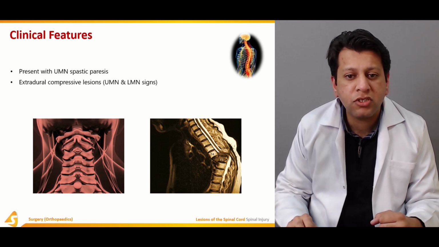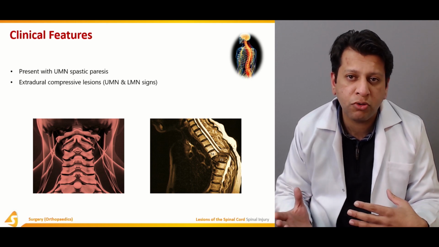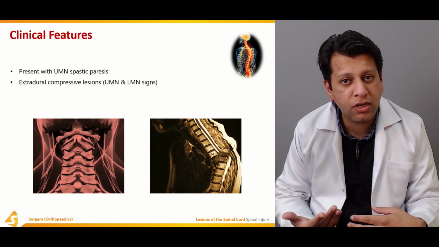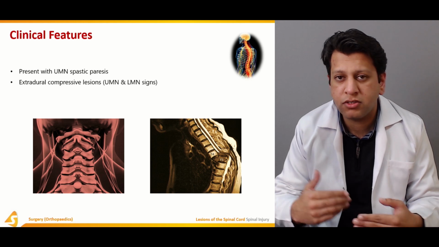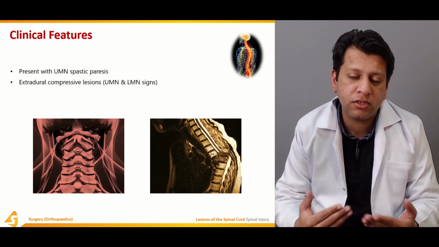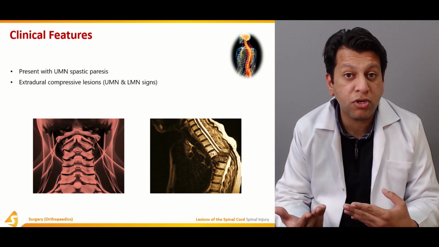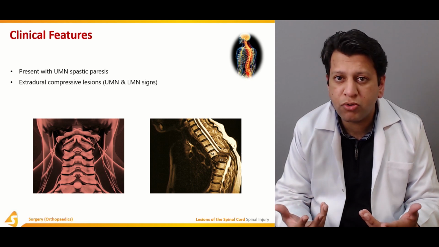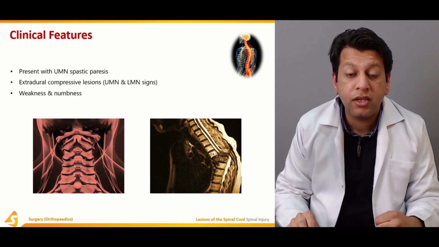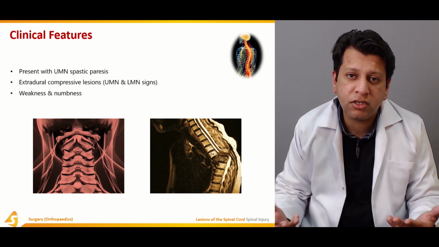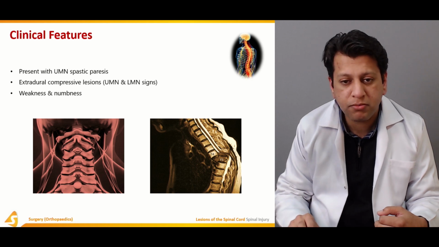For example, if extradural compression lesions are causing symptoms, this could be secondary to an extradural hematoma, which could cause classical upper motor neuron lesions, or this could be post spinal surgery, or post spinal anesthesia, which may result in some kind of epidural hematoma. Then this may cause a lower motor neuron lesion, not the classical presentation of upper motor neuron lesions. As the cord controls motor and sensory function, usually the weakness and numbness is the first thing which comes up.